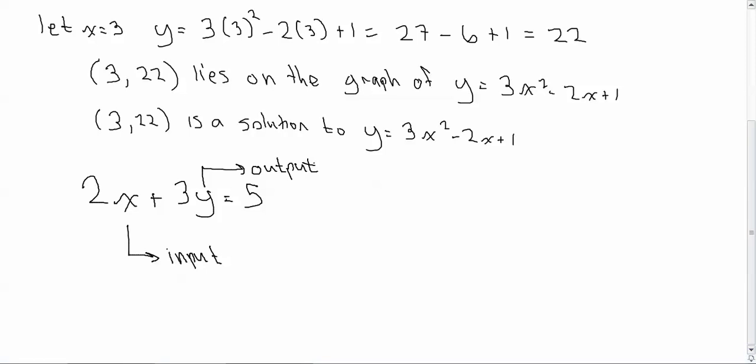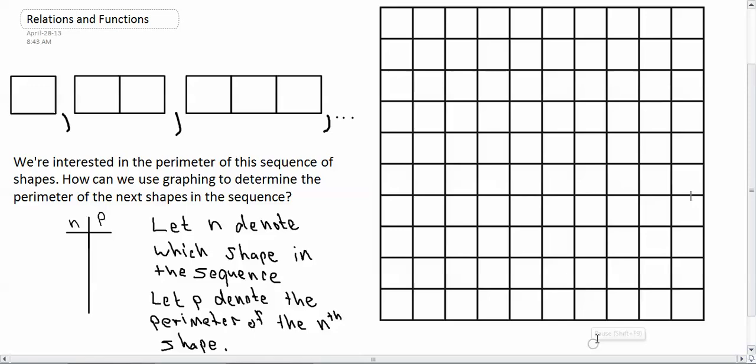So let's take a look at an example where we use input and output to help us solve a problem. Here we've got a sequence of shapes: a square, 2 squares joined, 3 squares joined. We're interested in the perimeter of this sequence of shapes. I'm interested in each individual shape's perimeter, but also, for instance, what would the 50th shape's perimeter be? What would the 100th shape's perimeter be? So how is the perimeter of each shape related to the sequence of shapes that's generated?